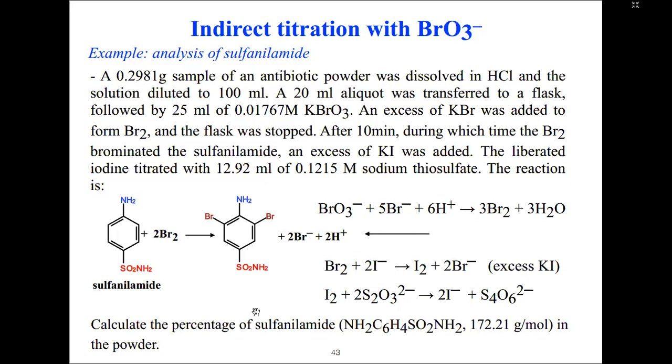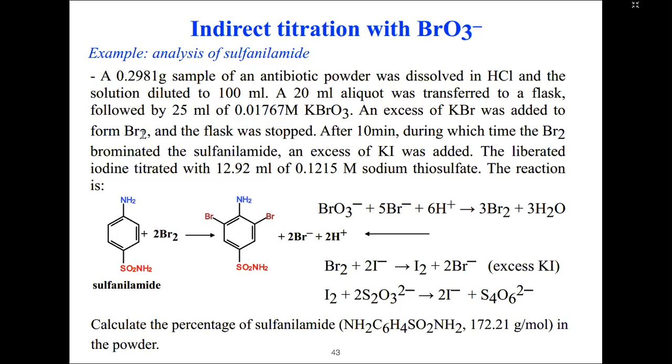However, to determine the grams of sulfonamide, you have to do lots of calculation. Let's look into it. First, dissolve in HCl and the solution is diluted to 100 ml. So you can get the concentration. 20 ml of the aliquot, so this is the sample. Now you take the 20 ml aliquot and transfer it to the flask, followed by 25 milliliters of KBrO3 with known concentration. Then you add excess KBr to produce Br2.